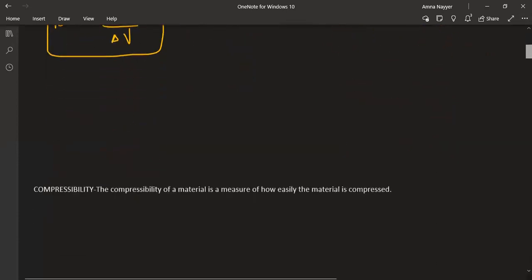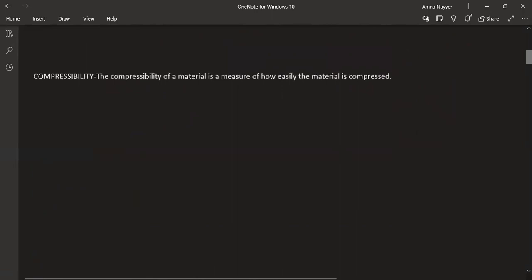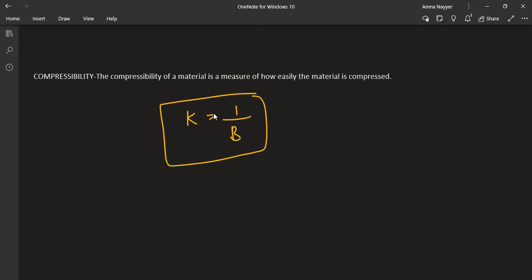Fine. Now here you have one more topic, that is compressibility. Compressibility means how much a material can be easily compressed. Like if the compressibility of a material is high, you'll be able to compress it more. So compressibility, mathematically, you represent it by K, which is the inverse of bulk modulus. This K is compressibility.